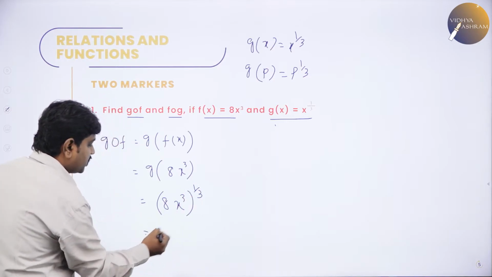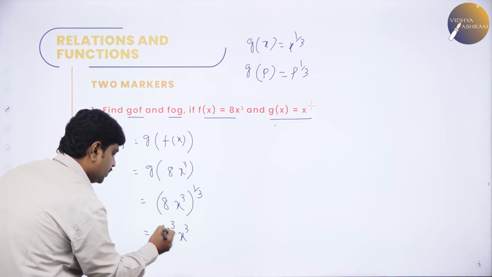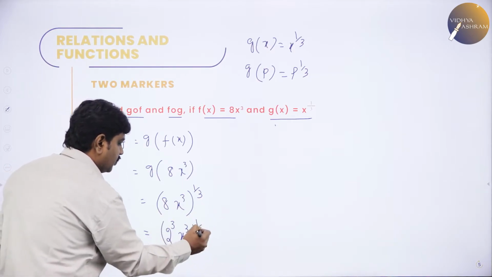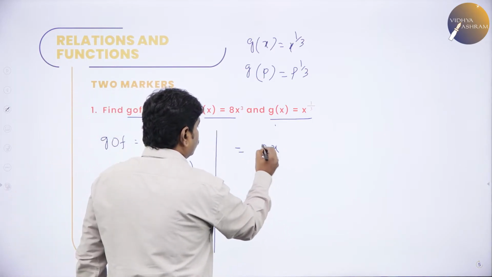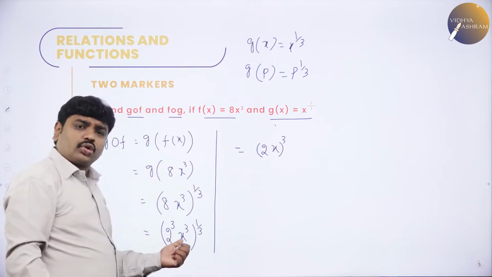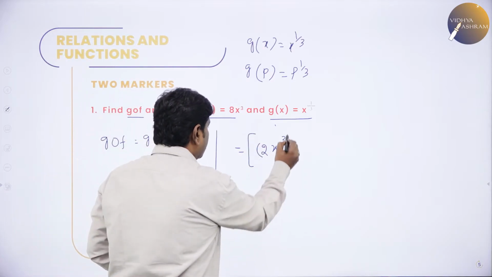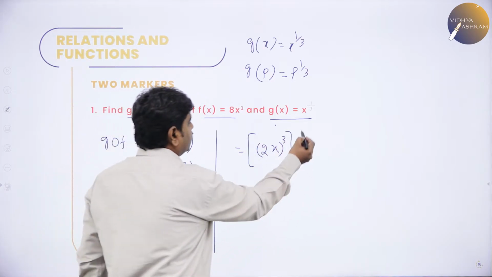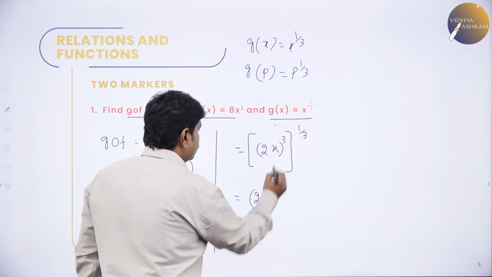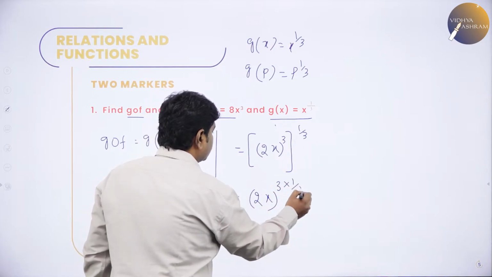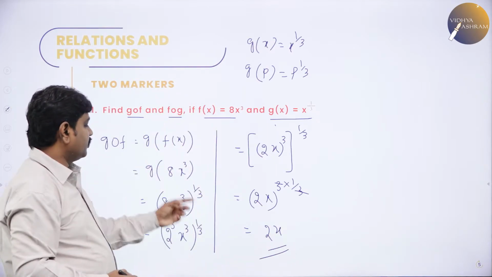Now further, because 1 by 3 is there, can I write 8 as 2 cube? 2 cube, and this x cube, let it be power 1 by 3. So now further, I will take this as 2x the whole cube. All of you know, a cube into b cube can be written as ab the whole cube. So 2 cube x cube can be written as 2x the whole cube, whole power 1 by 3. Now law of indices: a power m whole power n is a power m into n. So I will multiply 3 into 1 by 3. So 3 cancels, we got 2x. So the value of GOF is 2x.